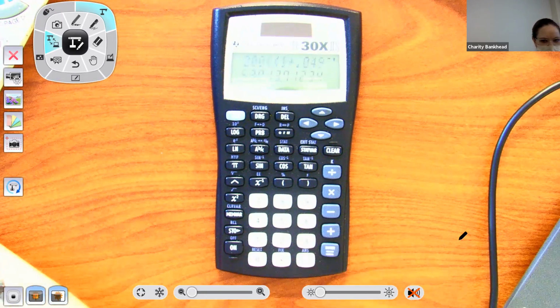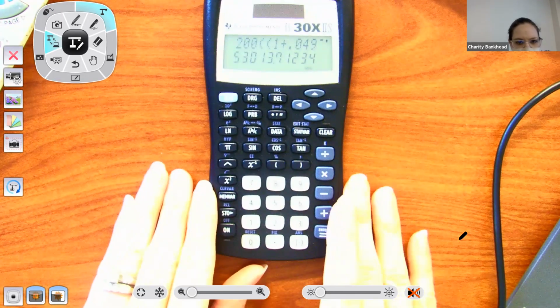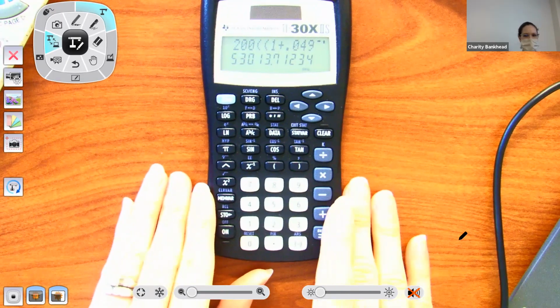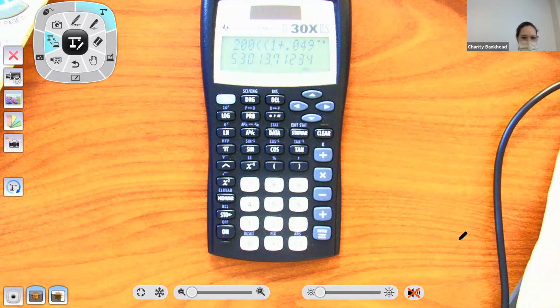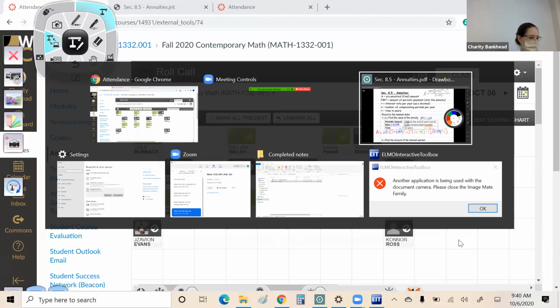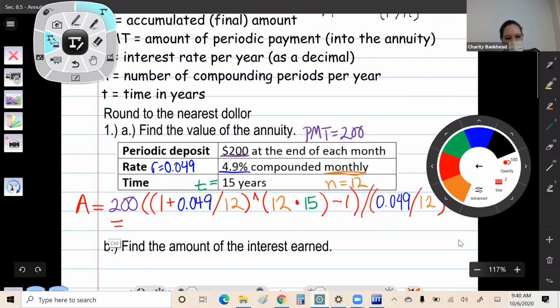All right. So it gives me $53,013.71. Okay. And it says round to the nearest dollar, so we would round that to $53,014.